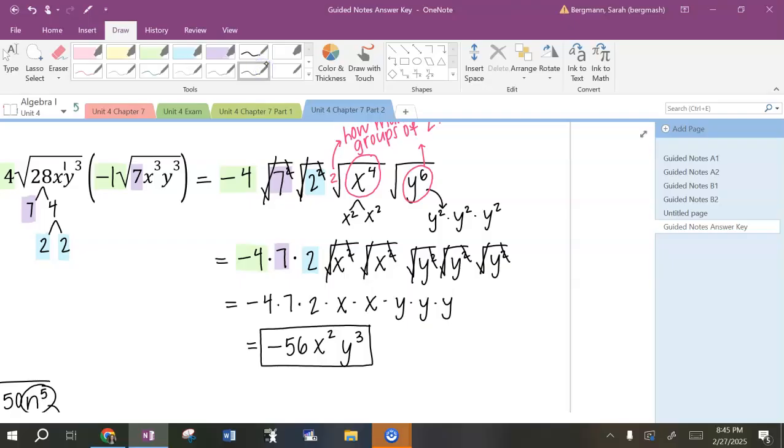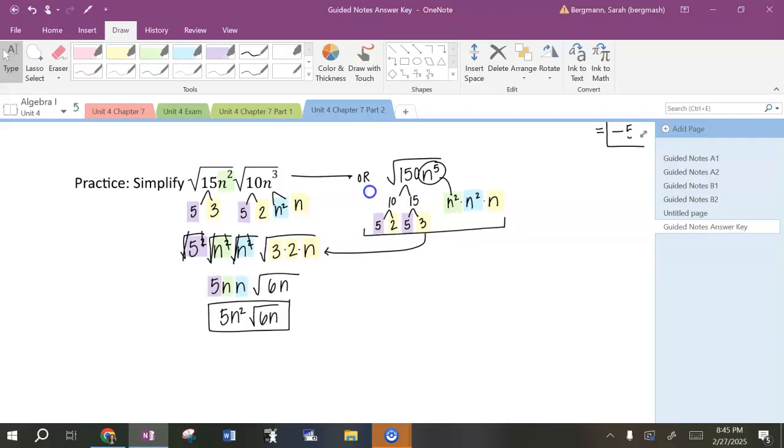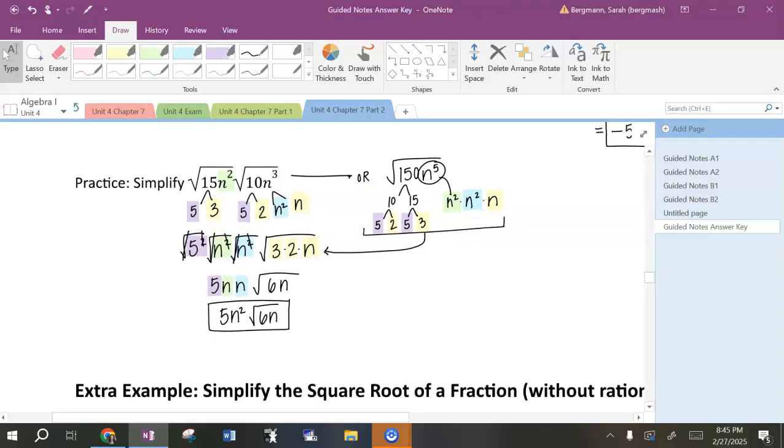Go ahead and try this extra practice problem here. This is going to be the last one that we finish with today. Here's the correct answer for that.